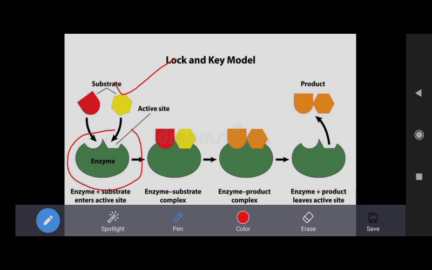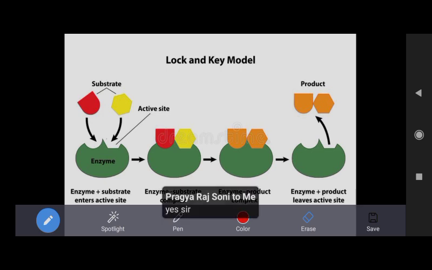Those who have said to repeat the mechanism, am I clear to them? Is it clear to all? Fine. Okay.